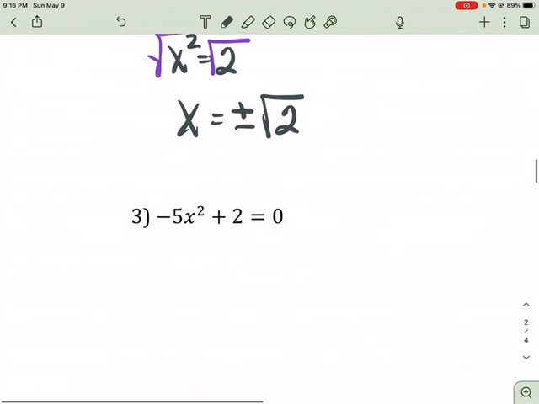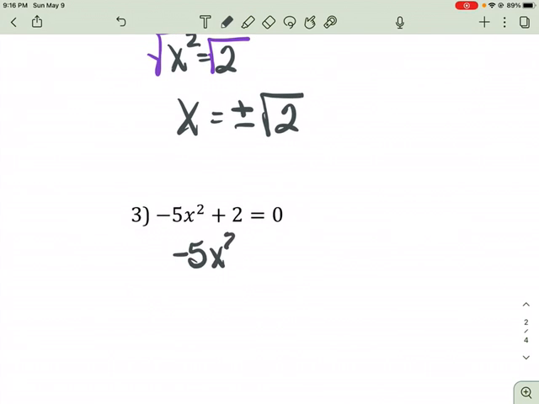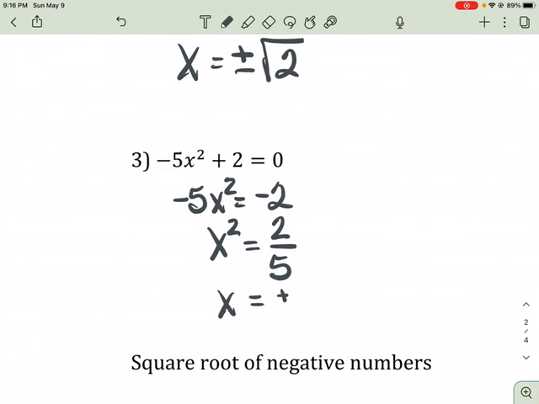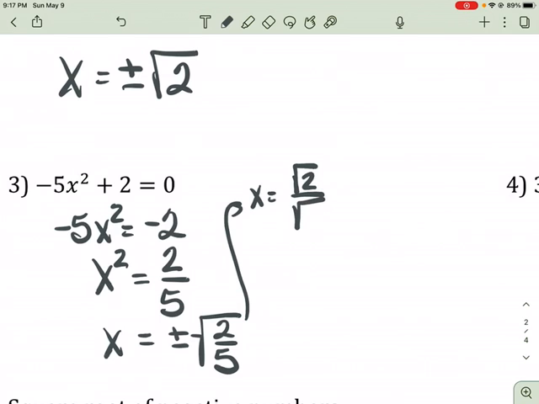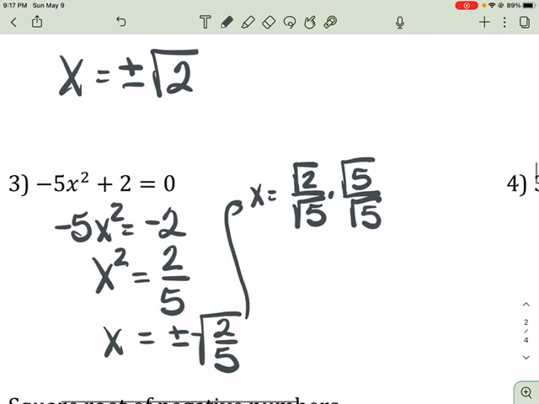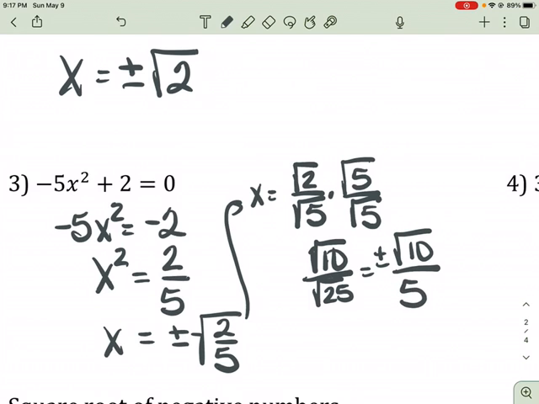Sometimes we have to do a little work, so I'm going to subtract 2. Divide by 5. Square root both sides. Again, we cannot leave it that way because we can't have a square root in the denominator. So I'm going to separate it: square root of 2 over the square root of 5. Then we need to multiply top and bottom by the square root of 5 to fix that. So we have square root of 10 over the square root of 25, which equals plus or minus the square root of 10 over 5.